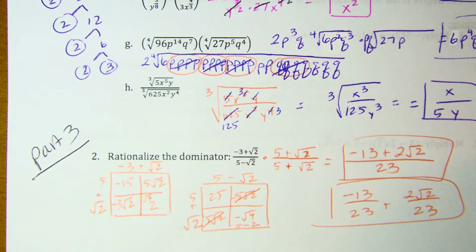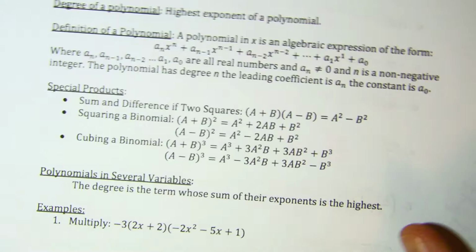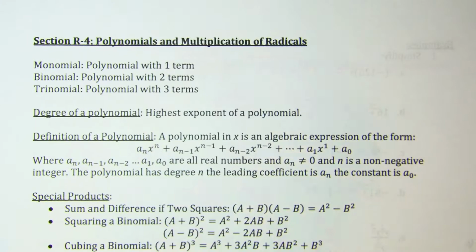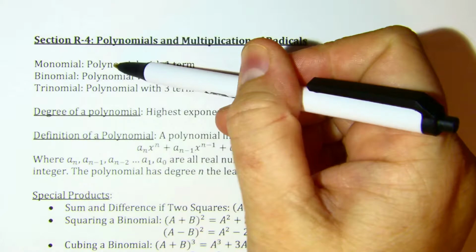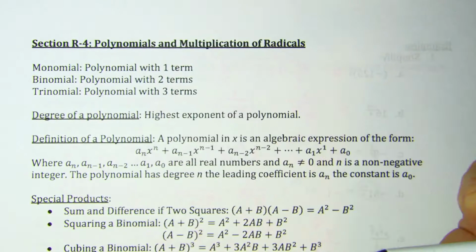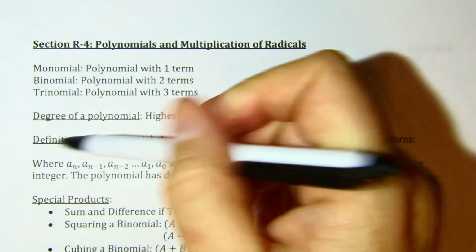All right, let's move on to the next page. And now we're looking at polynomials and multiplication of radicals. So let's start off with some definitions first. A monomial is a polynomial with just one term. Binomial is 2 terms, and trinomial is 3 terms. The degree of a polynomial is the highest exponent of the polynomial.